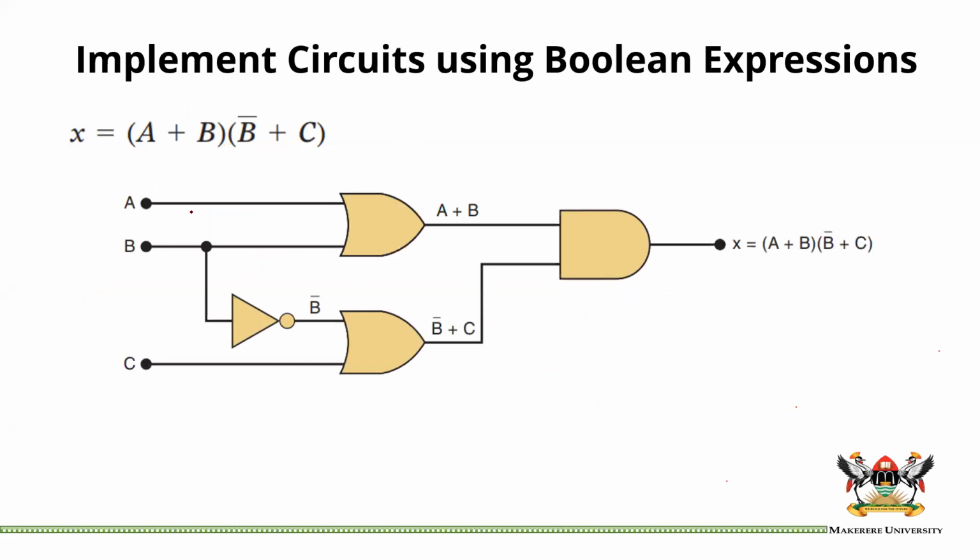And as you can see, this is the diagram. You have A ORed with B, and down here you have B, you have to invert B, and you OR it with C to get the second term, and you can AND them because that is clearly an AND.